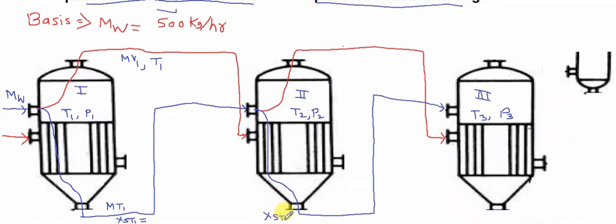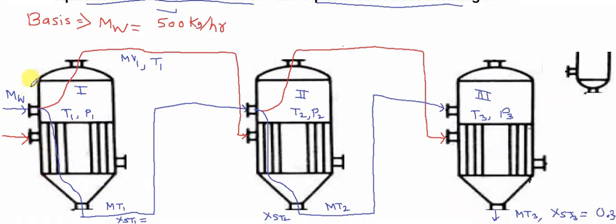Then XST2 will be there, and its corresponding flow rate will be MT2. And the final flow rate coming out here will be MT3, and the final concentration of solute in thick liquor T3 is given to us. The concentration increases from 10% to 30%. So the final liquor output we are getting is 30%, and therefore this value will be 0.3.